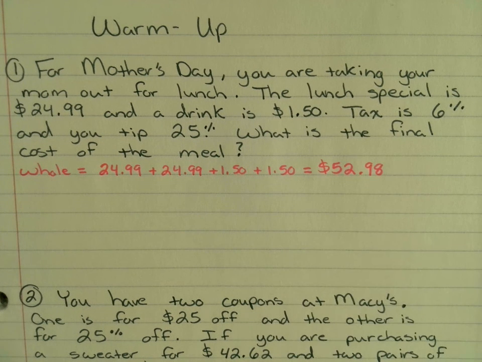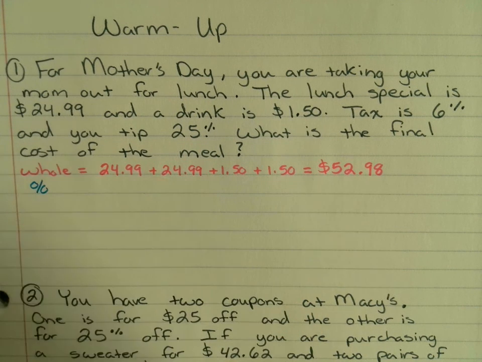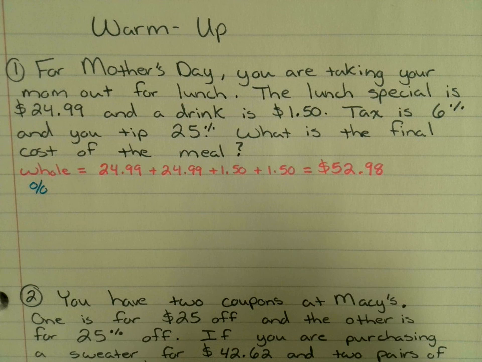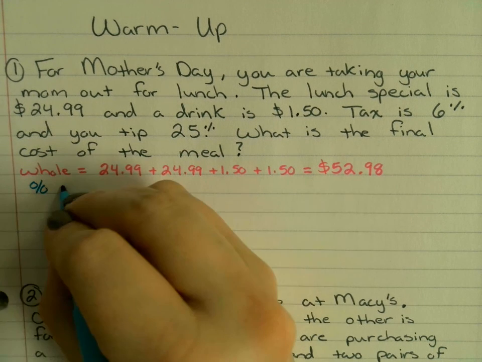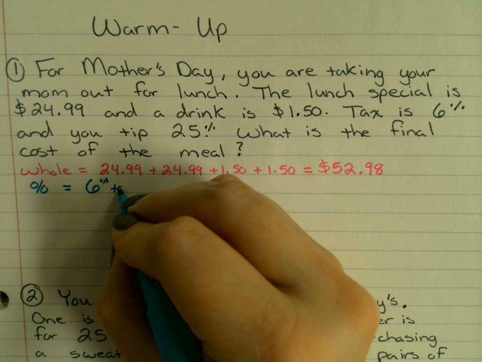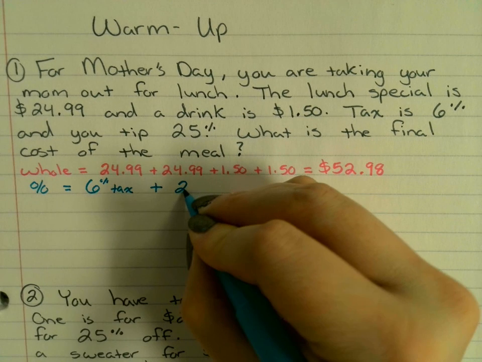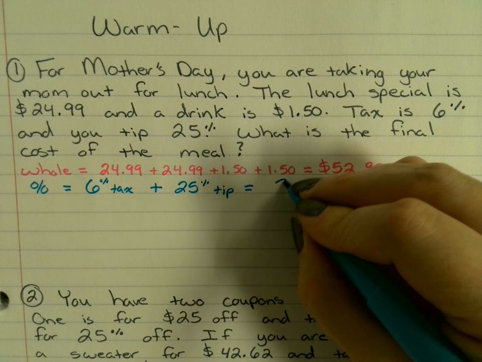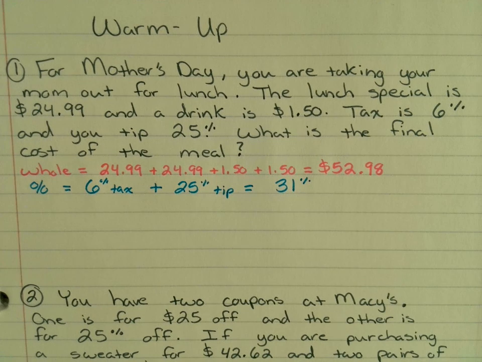Okay, our percentage. Remember, if it is a tip and a tax, what do we do with those percents? You add them. If it is a tip and a tax, you add those together. So you're taking that 6% for your tax, and you're going to add it with that 25% for your tip, and that's going to come out to a total of 31%. That 31% covers your tip and tax together.